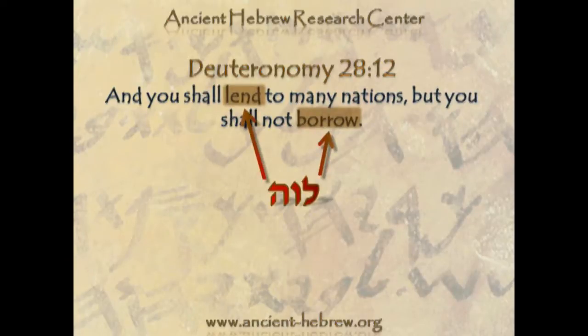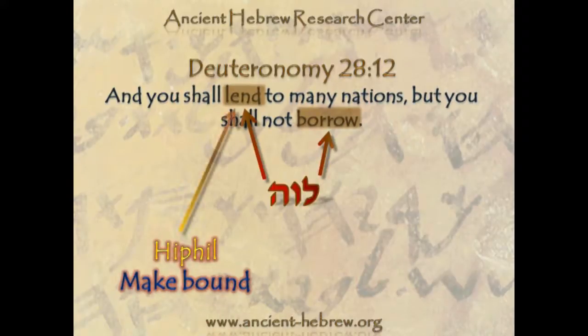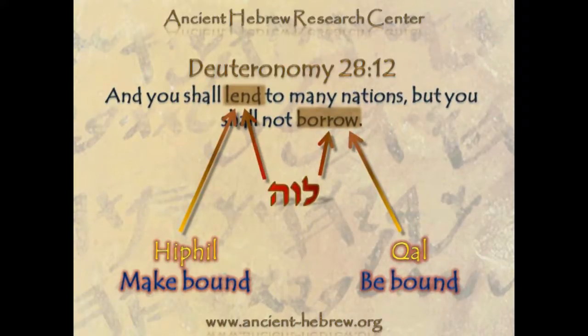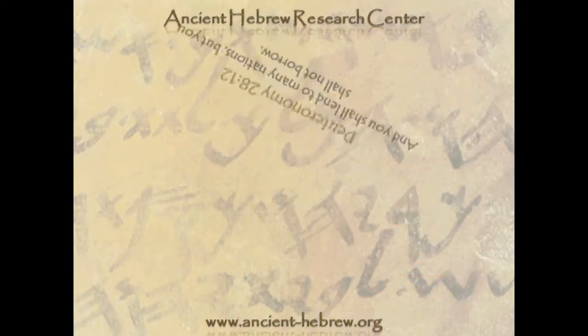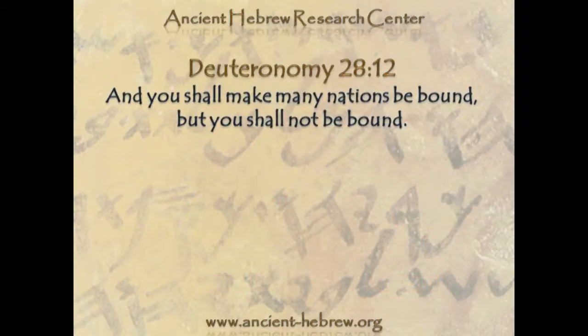Where the translators have used the word lend, it's in the hifil form, and it means to make bound. Where it's translated as borrow, it's the call form, the simple form, to be bound. We can literally translate this verse as, and you shall make many nations be bound, but you shall not be bound. When a verb is written in its different forms, it doesn't change the meaning, but it does slightly add a nuance to that verb.